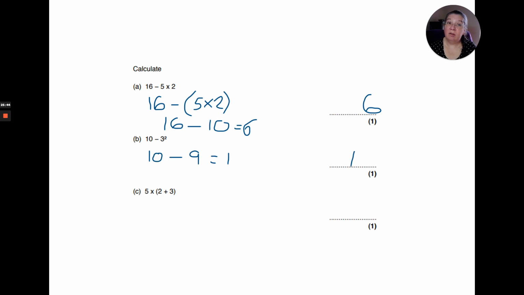Okay, so we would do 3 squared first, which is 9. 3 times 3 is 9. 10, take away 9 is 1. So our answer there would be 1.